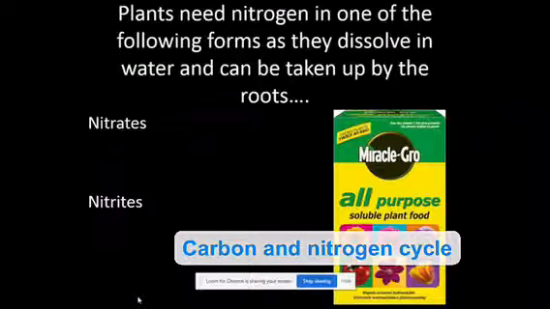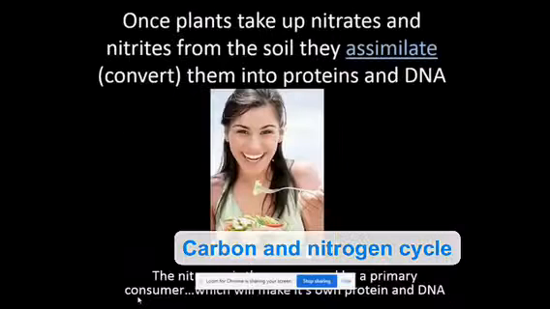So plants can take it up in the two following forms. The compound nitrates, okay, which is a nitrogen oxygen based compound, and nitrites, which is another nitrogen oxygen based compound, okay? So we have to have certain ways of getting nitrogen from the air into the soil in these two forms. Now, when plants take these up, they convert or assimilate them into DNA and protein, and then we can come along and eat the plant, and then we assimilate those nitrogen based compounds into our protein, into our DNA.